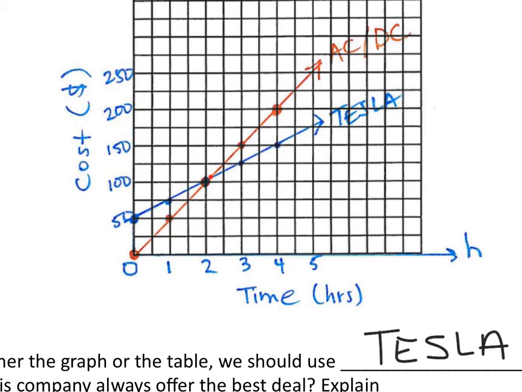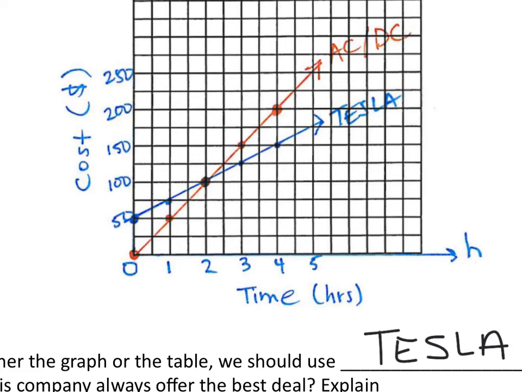At the 2-hour mark, well, surprise, surprise, both companies will actually charge you $100. So at the 2-hour mark, it doesn't really matter who you choose to go with. They're going to charge you $100. But what if I want less than that? What if I only want 1 hour of work? Well, at the 1-hour mark, AC/DC is going to charge me $50, but at the 1-hour mark, Tesla is going to charge me $75. So Tesla is not always the best choice, because if we're going under 2 hours, Tesla becomes the more expensive option and AC/DC becomes the better choice.